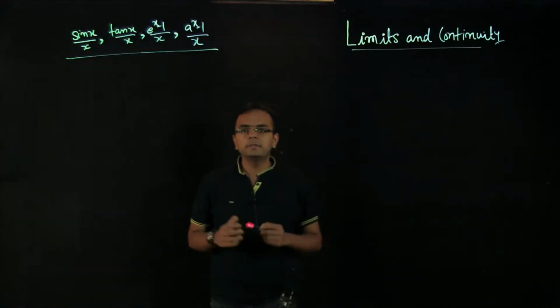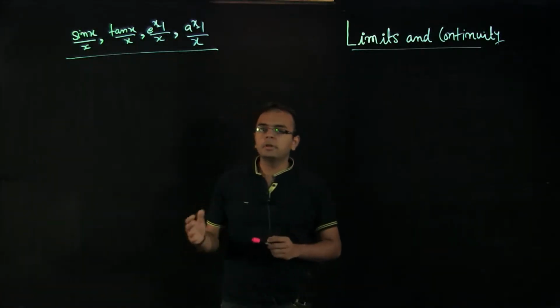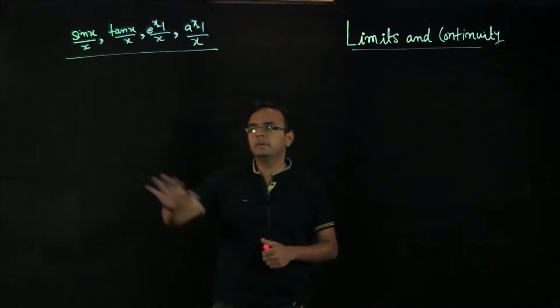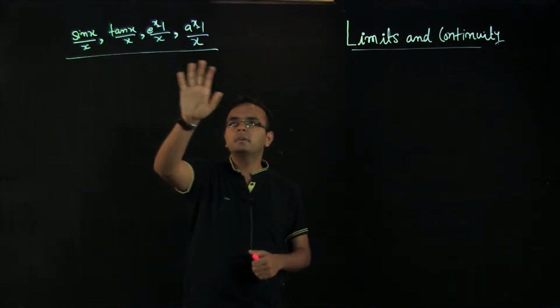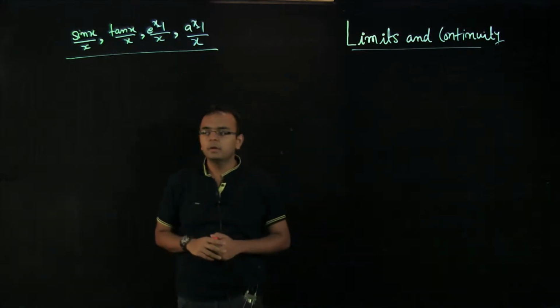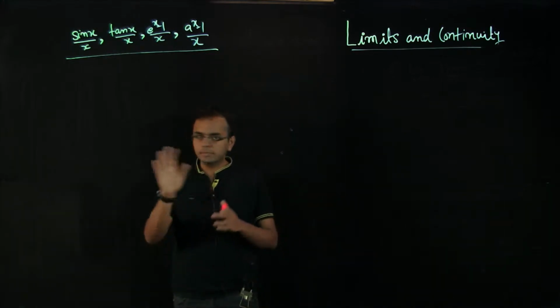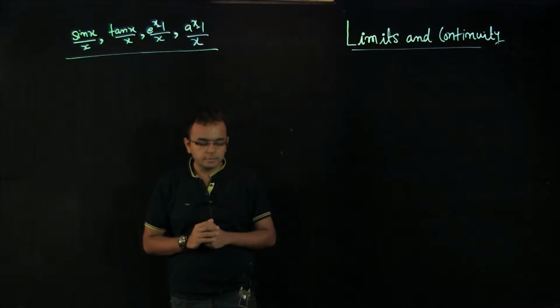Hi everyone, in this video for the limits and continuity chapter we will be talking about indeterminate forms, four indeterminate forms: sin x by x, tan x by x, e raised to the power of x minus 1 by x, and a raised to the power of x minus 1 by x. We will be trying to solve problems similar to these types of indeterminate forms.